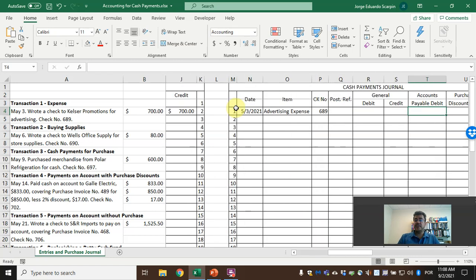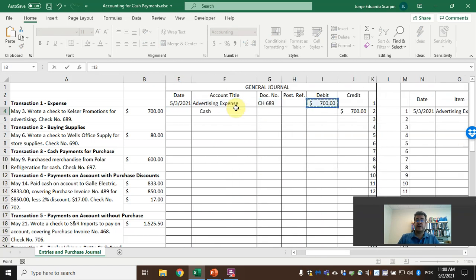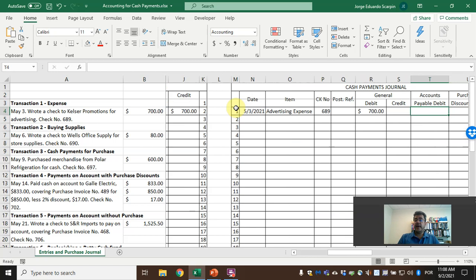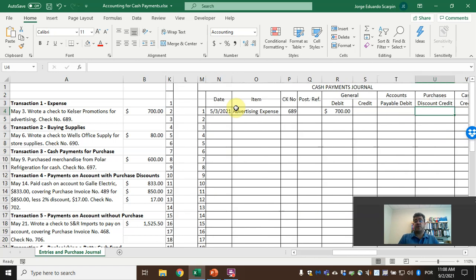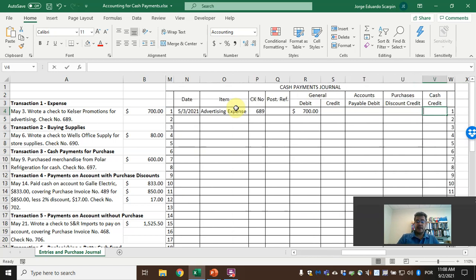This is a debit. So a debit 700. And it is not accounts payable, not purchase discount. Cash credit, the same 700. So here we have debits and credits. They are balanced.